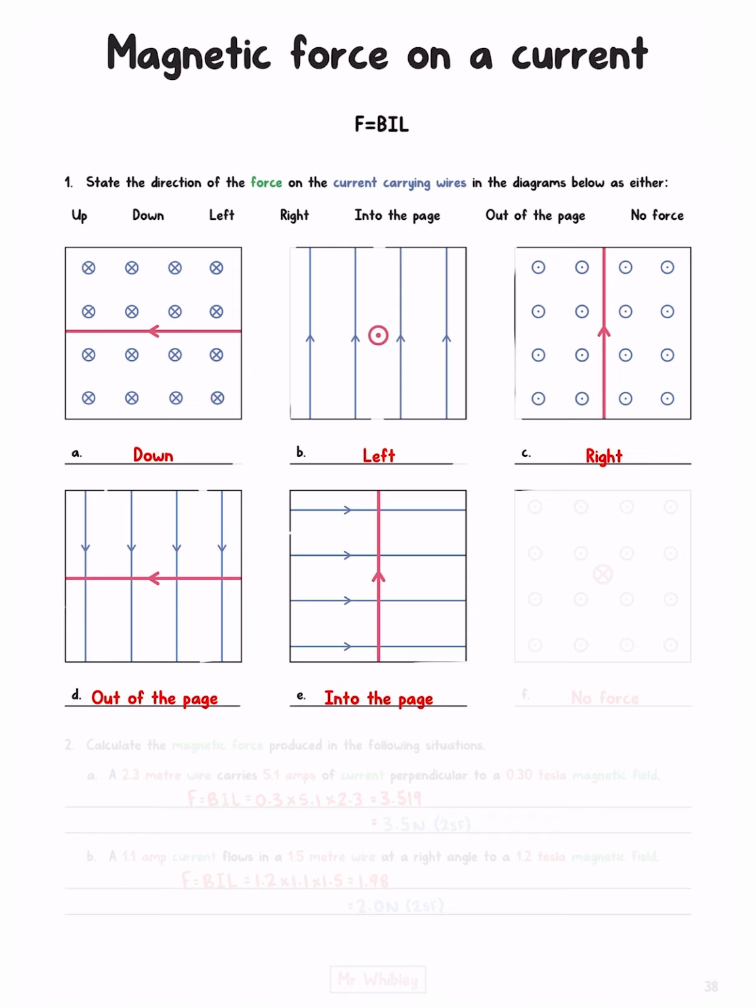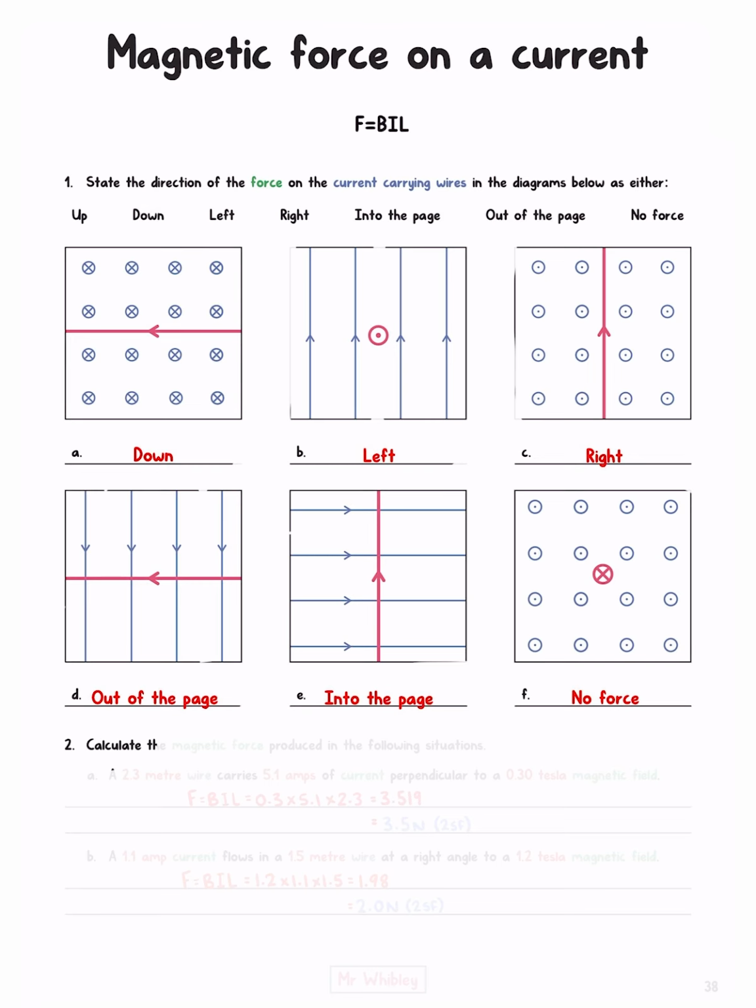Lastly, we have our magnetic field coming out of the page, and our current going into the page. Because these are parallel to each other, they do not generate a force, so we have no force.